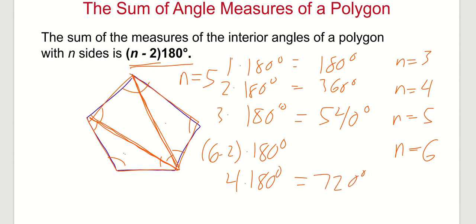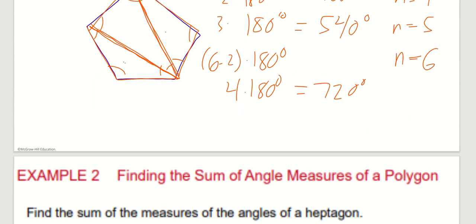And in general, it's one of our first formulas of the chapter. You have to know this; it will be on the formula sheet. But this formula here gives the measure of the interior angles of a polygon. If the polygon has n sides, you just take n minus 2 and multiply it by 180.